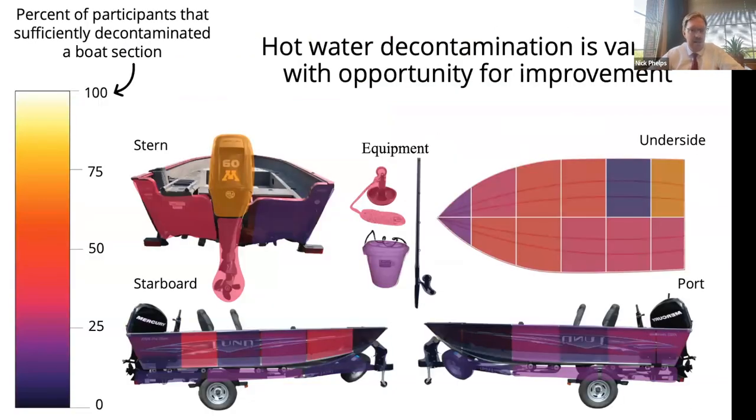What we want to see on these figures, these are the results, are hotter temperatures. The whiter, the more yellow, the better. It means that more deconners were sufficiently treating that area. You see a couple of interesting observations. As you go towards the front of the boat, it gets darker, meaning that deconners were treating those areas for less time or at lower temperatures compared to the back of the boat. And that makes sense from a risk-based perspective.